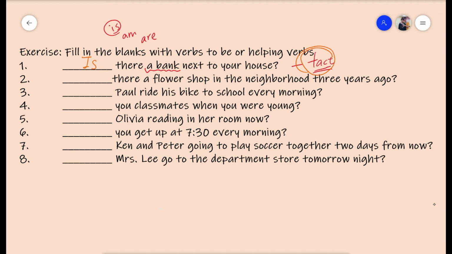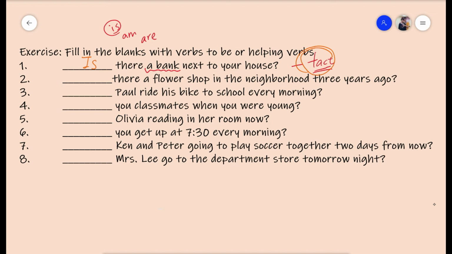So if you want to answer questions like these ones, the first thing you do, look for the time marker, find the verb, and then if there's a verb, helping verb. If there's no verb, be verb. And if there is a verb with ing ending, you use a verb to be. Alright?